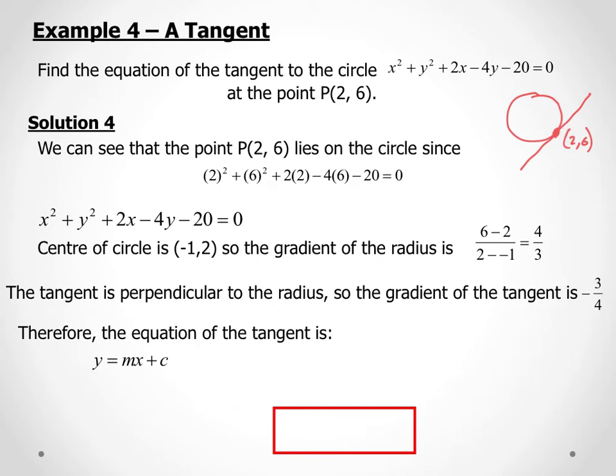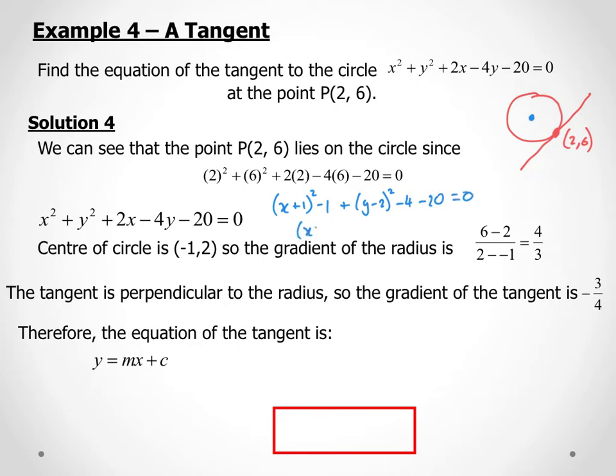Now, if we look at x squared plus y squared plus 2x minus 4y minus 20 equals 0, the next thing we want to do is say, well, what is the centre of that circle? And the way I'm going to do that is by completing the square. So it's going to be (x plus 1) all squared, take away 1. Let's complete the square on the y: plus (y minus 2) all squared, and take away 4, minus 20 equals 0.